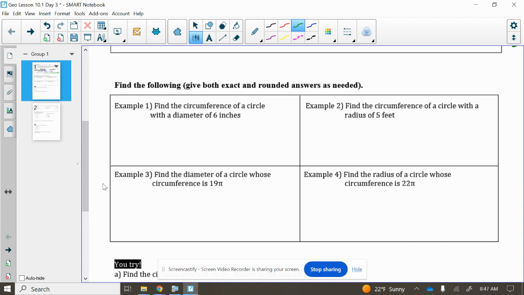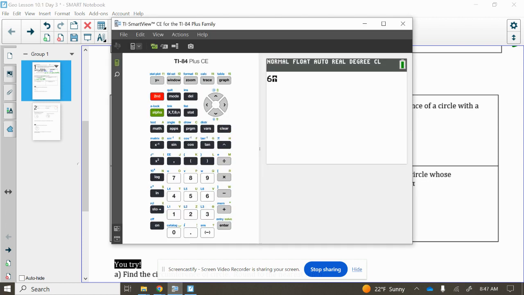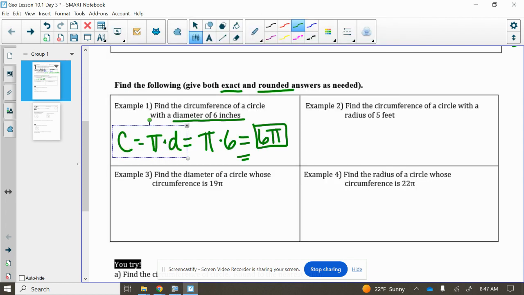So if you look down below, we want to find both the exact and rounded answers for each of the following. So we want the circumference given a diameter of 6 inches. Our more useful formula is going to be pi times diameter, because that's what we were initially given. So we would say pi times 6, which if we were looking for the exact answer is 6 pi. Or we are going to round using the pi button on our calculator. 6 times pi is about 18.8. And again, these would both be measured in just inches, since it is the circumference.